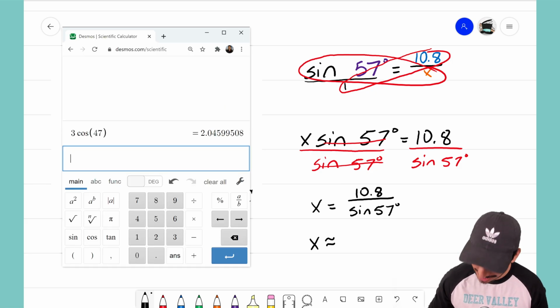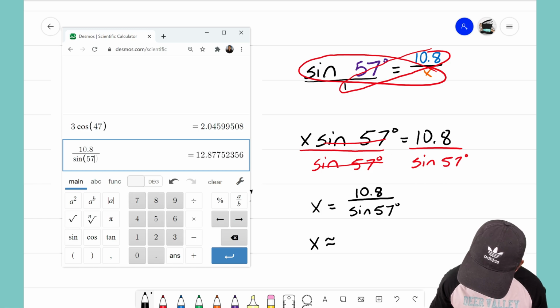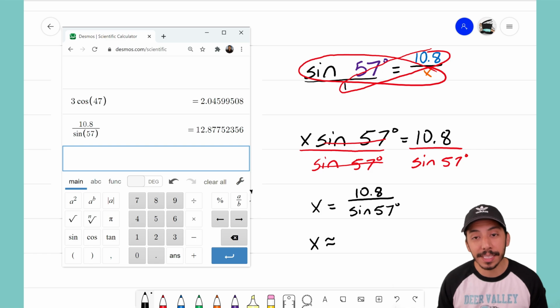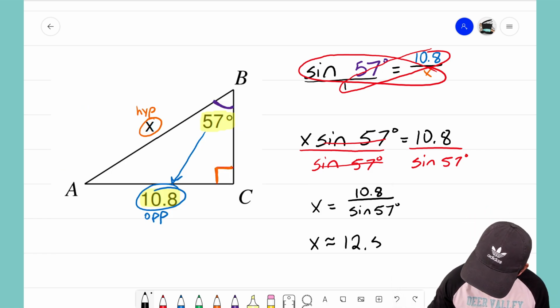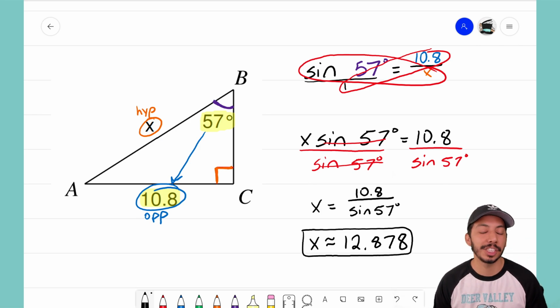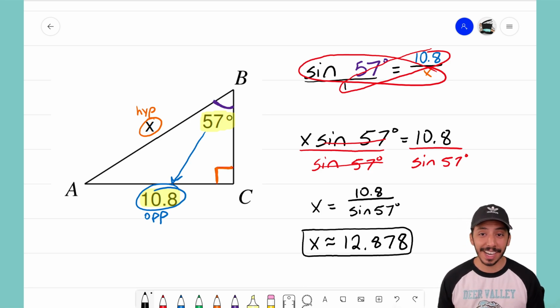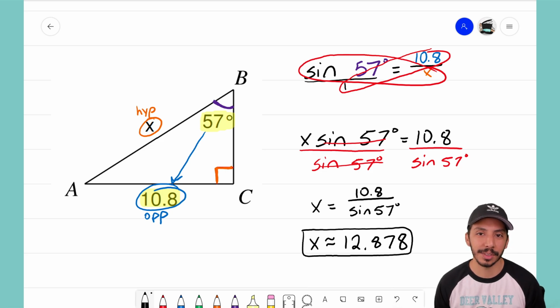So I'm going to go ahead now and type in 10.8 divided by sine of 57 degrees, and I see that x equals approximately 12.878. That is how we use our sine ratio to solve for an unknown side when you're given, again, one angle and one side of that right triangle.